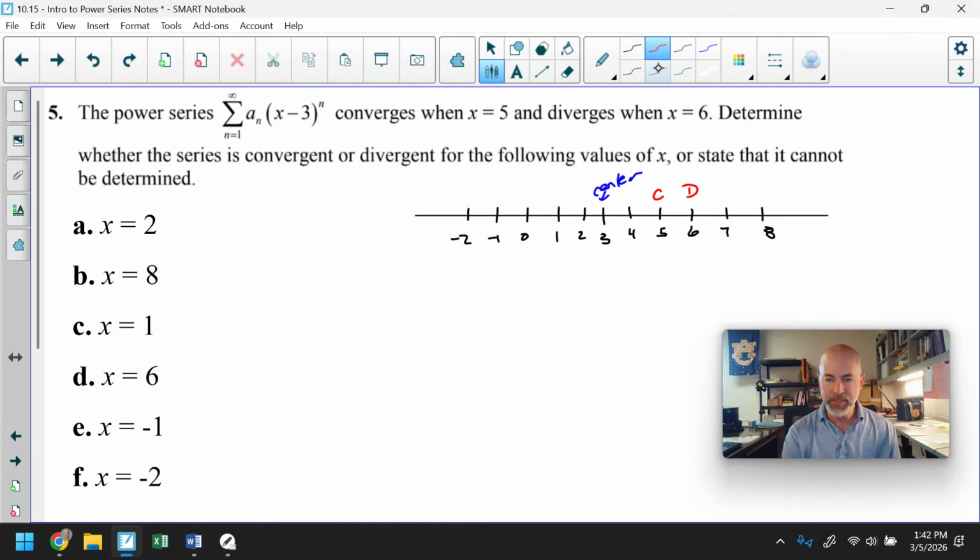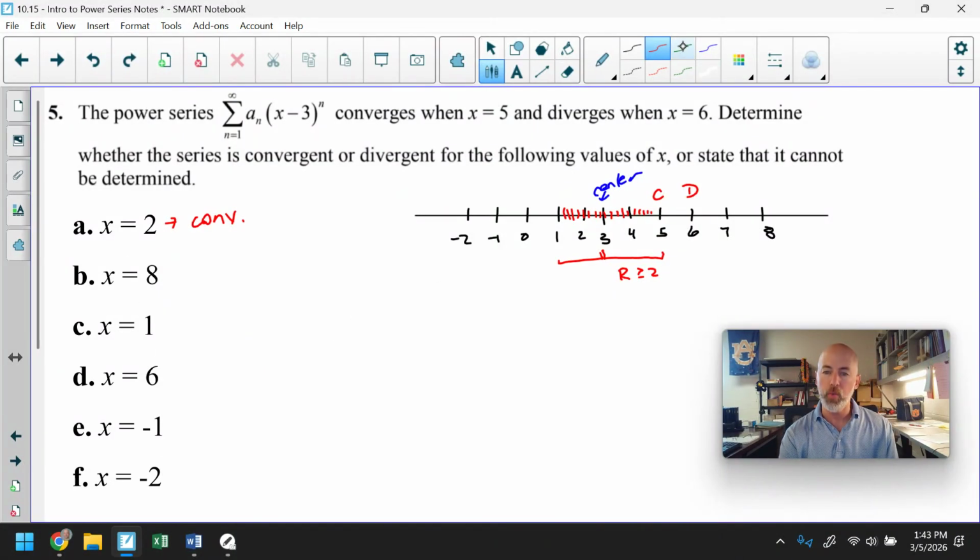And that tells me if I'm centered at 3 and I'm converging at 5, that tells me that my radius is at least 2, right? Which means I can go 2 units this way, and I know I'm going to converge for everything between -1 and 5. So knowing that, I can go ahead and say that we're going to converge with absolute certainty at x equals 2. And none of the other questions are between -1 and 5.